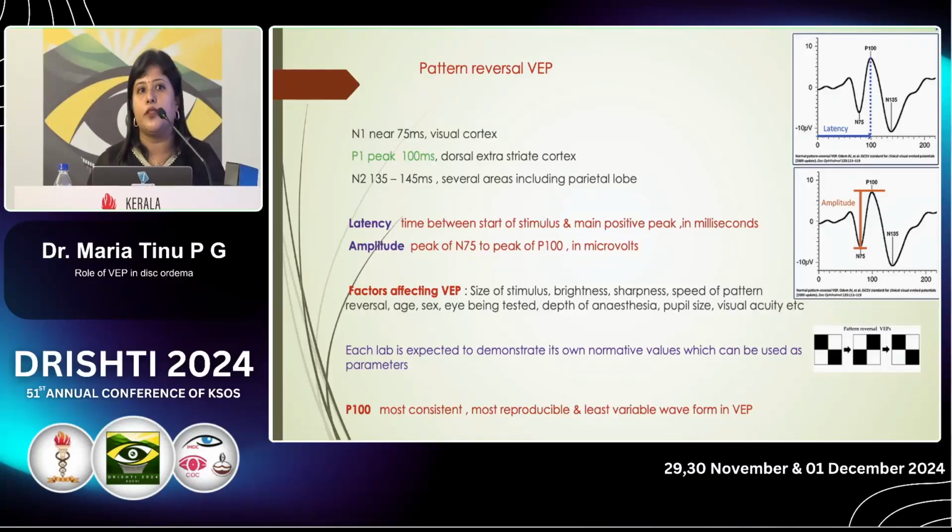The visual acuity is also important to select which type of visual stimulus or which type of VEP you should use. And the problem is each study shows different values for VEP latency and amplitude. So each lab is expected to establish its own normative values which can be used as a parameter. So the P100, again, is the most consistent, most reproducible and least variable waveform in VEP.